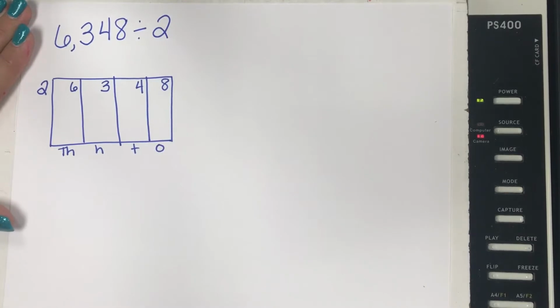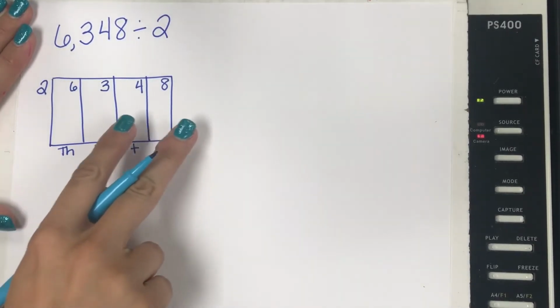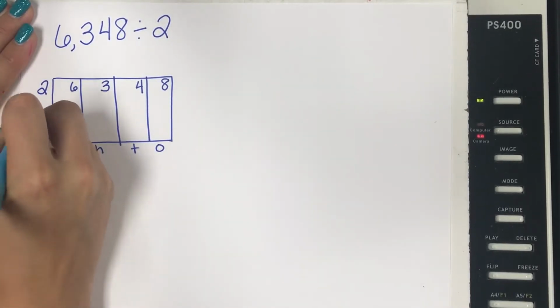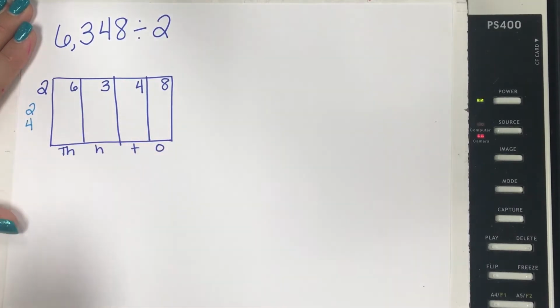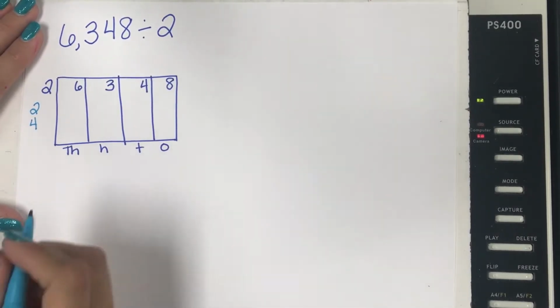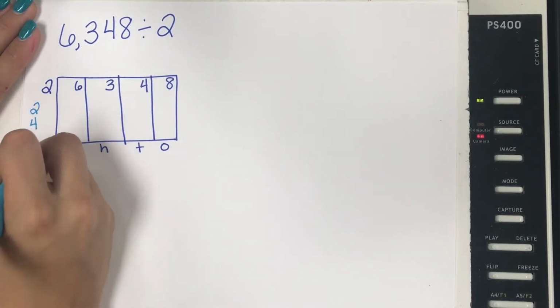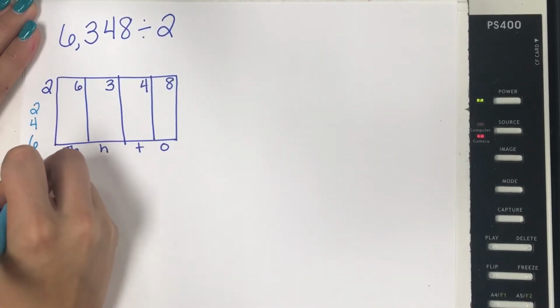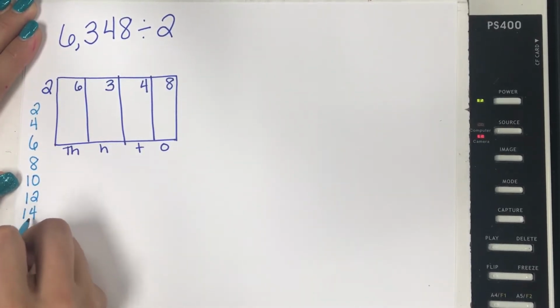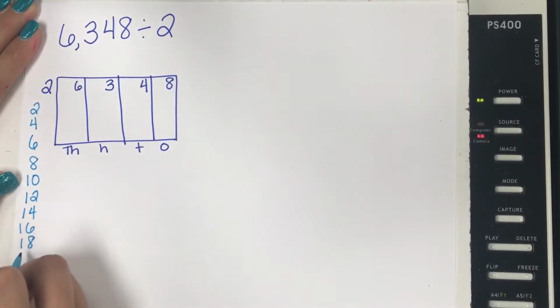Why? Because there's 2 groups. So if I put 1 in each group, I use 2. If I put 2 in each group, I would use 4. So I'm going to go ahead and skip count. Instead of saying skip count, what else is that? There are my multiples. 2, 4, 6, 8, 10, 12, 14, 16, 18, 20.